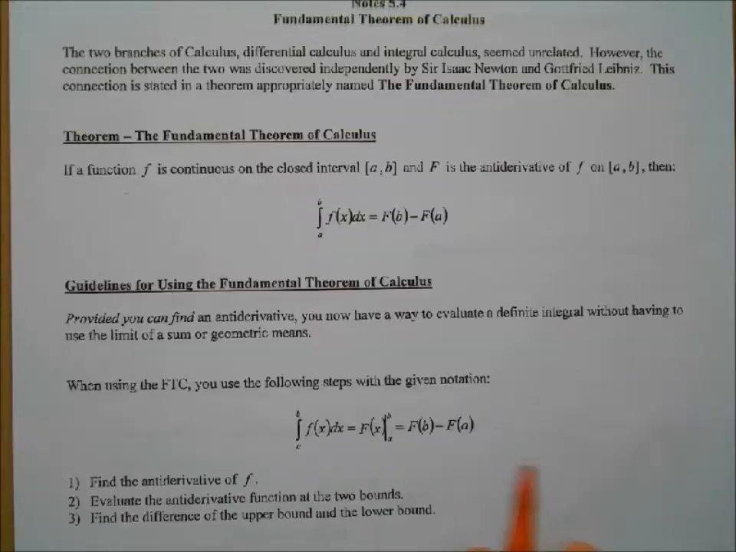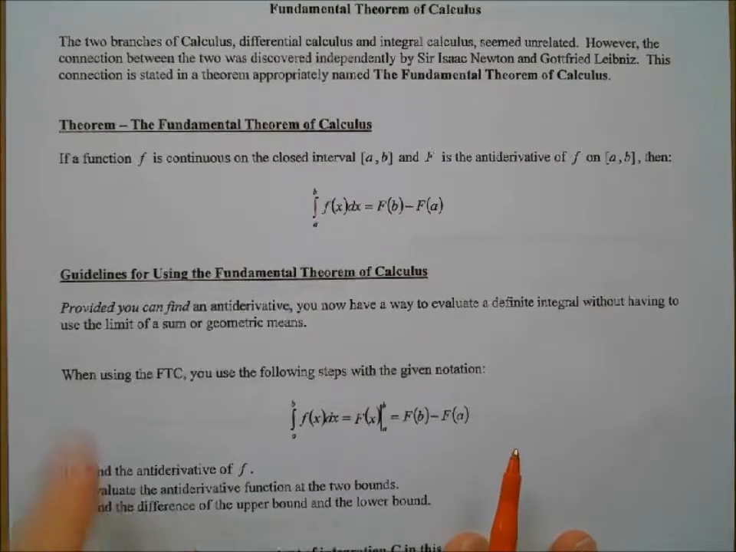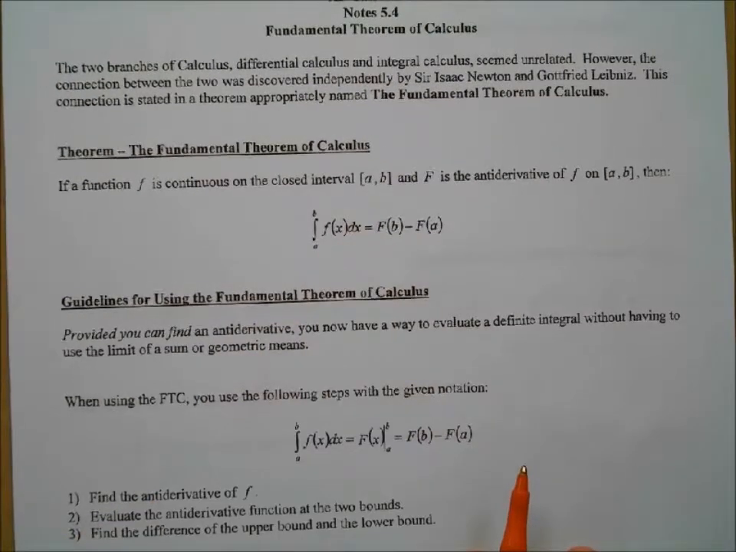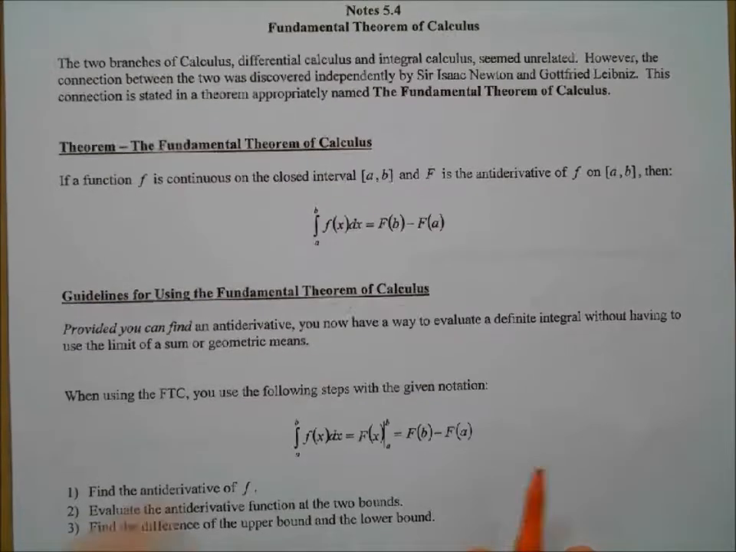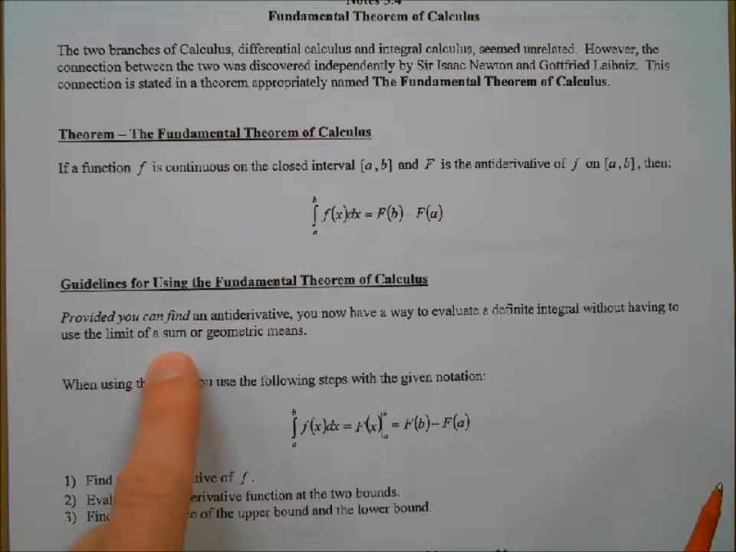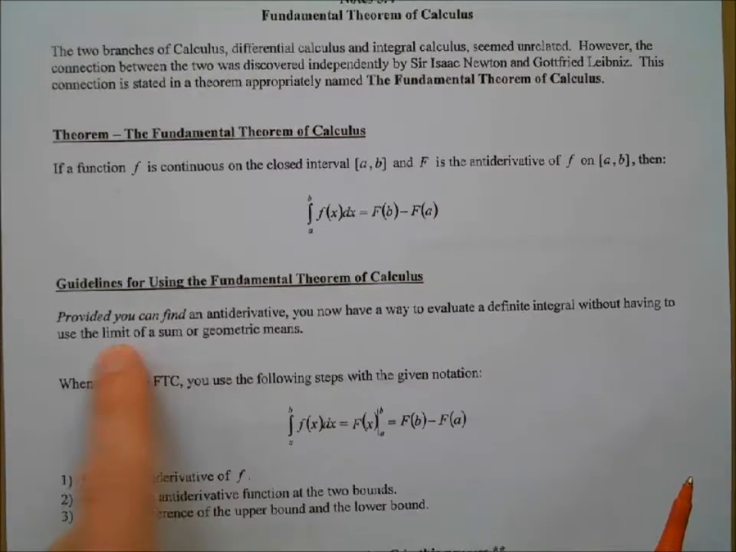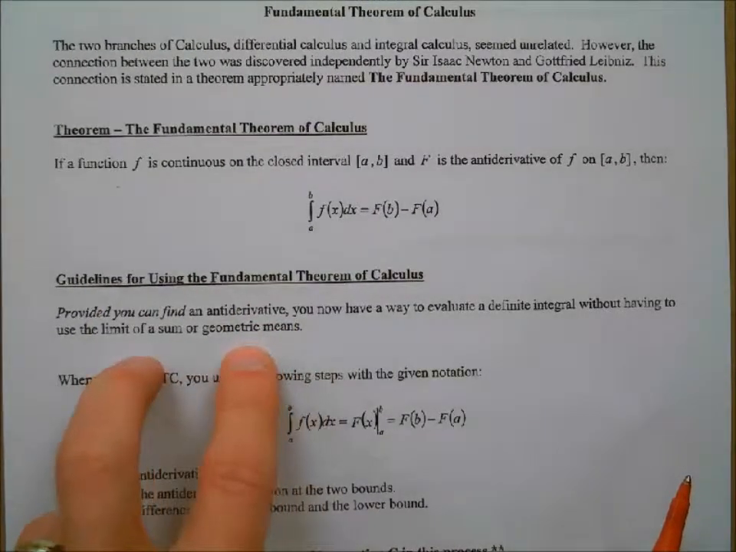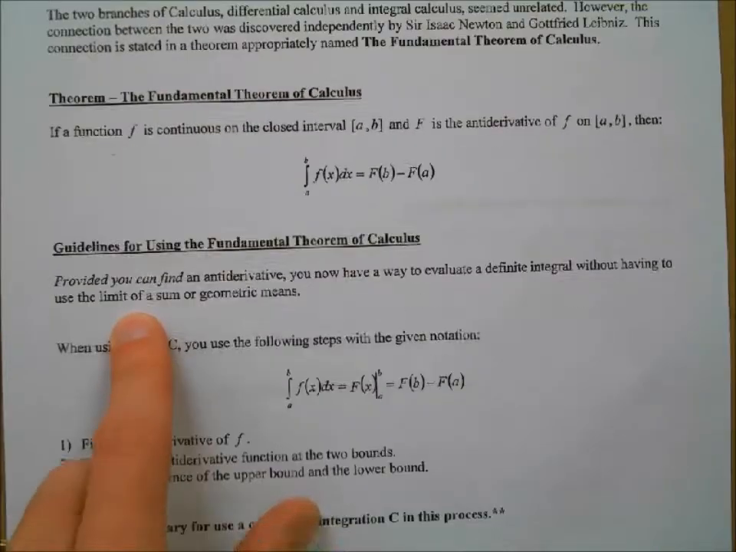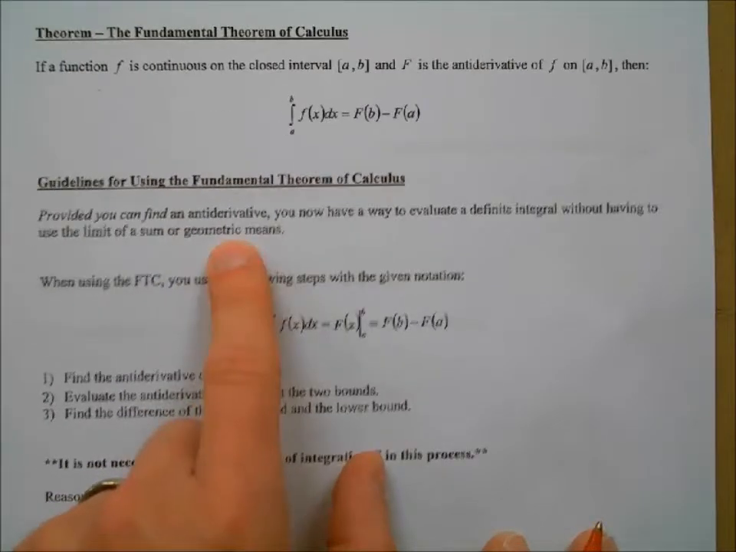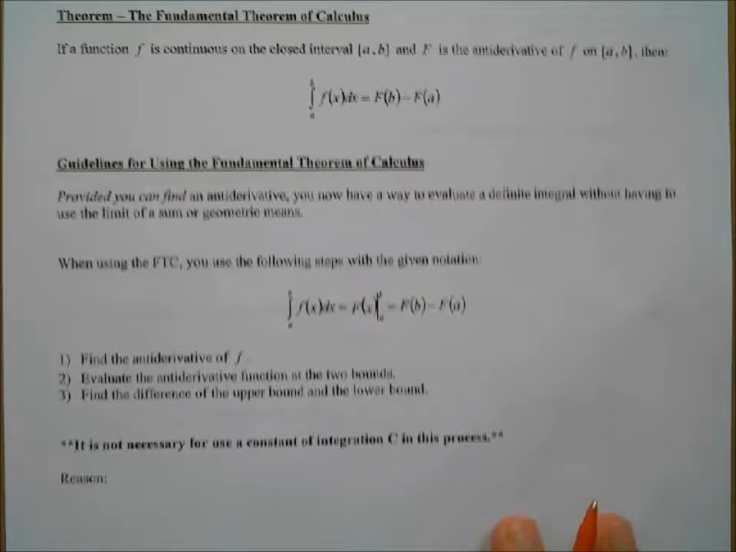Okay? So, guidelines for using the fundamental theorem of calculus, provided that you can find an antiderivative, right? Because there are still some functions whose antiderivative we cannot find. You now have a way to evaluate a definite integral without having to use the limit of a sum, because we don't really like having to write that, but we need to know it, or geometric means. These two things are still options. Obviously, if you see a limit of a sum, like we saw in the homework, the idea is to pull from that what's necessary to then write the integral there. Or the geometric means, of course, we can still do that if we need to, using area formulas and stuff like that.